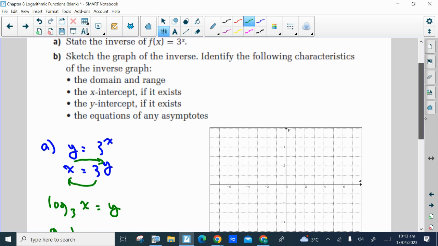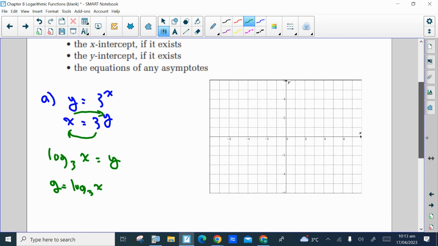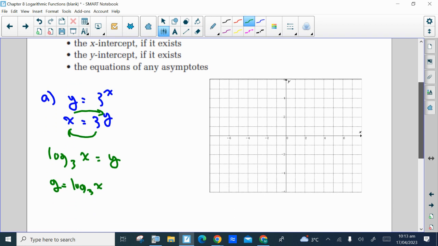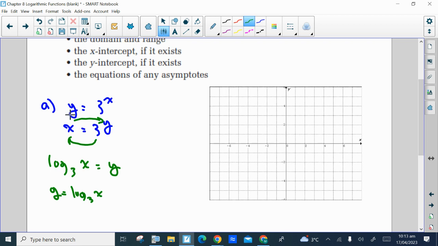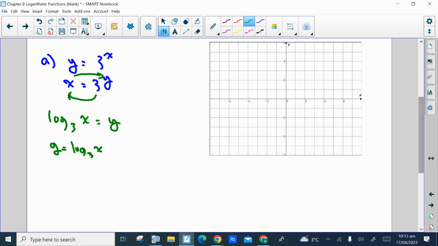Then it asks us to sketch the graph of this inverse. Sketch the graph of y = log base 3 of x. Well, as of right now, we cannot use that equation to sketch the graph because we have no way to evaluate logs with a base of 3. But what we can do is use the equation that we wrote above, x = 3^y. So we're going to use that equation, x = 3^y. That is the inverse of the original expression.